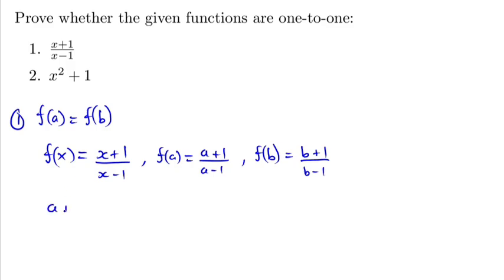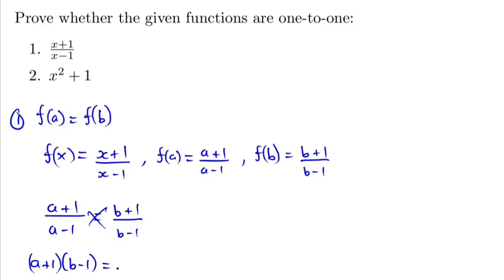We have to say the function f of a is equal to the function f of b. That is, a plus 1 over a minus 1 is equal to b plus 1 over b minus 1. So what we can do here is cross multiply. If we cross multiply, we'll have a plus 1 times b minus 1 is equal to a minus 1 times b plus 1. Let's just bring it here.